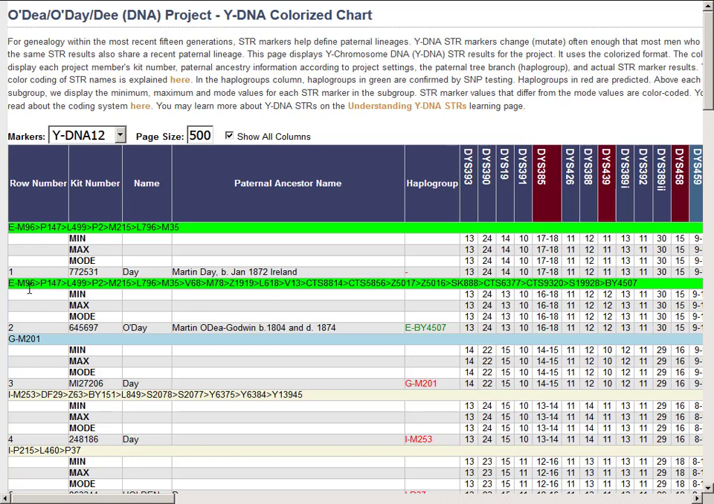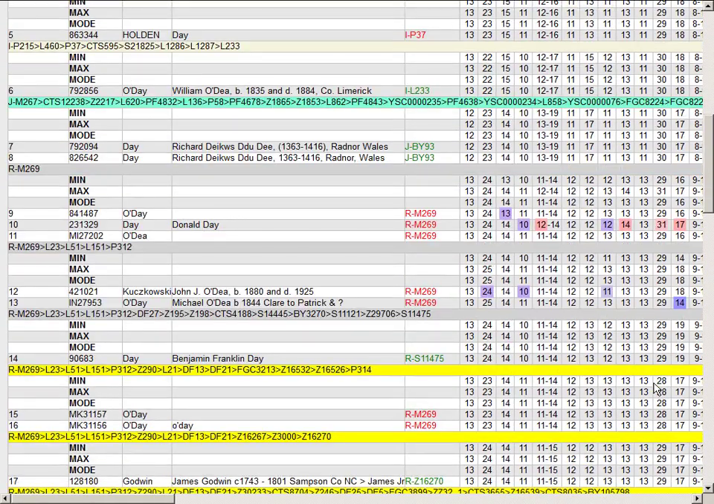We have a couple of ODs who are on the E branch. We have one who's on the G branch. We have a few who are on the I branch. That's the second most common in Ireland. People think of it sometimes as the Viking branch. In this column, you have the haplogroup if it's confirmed with a SNP test, or down here, if it's in red, it's been predicted using these older STR markers, which I'll talk about in a minute.